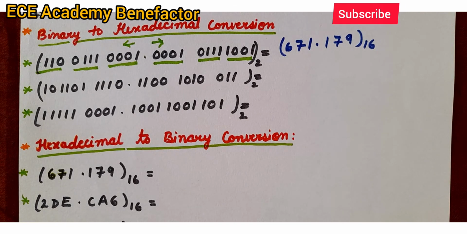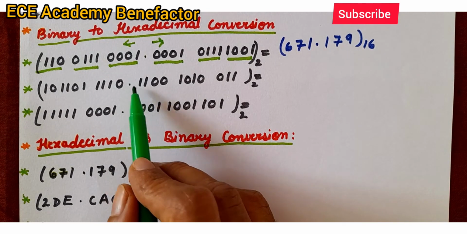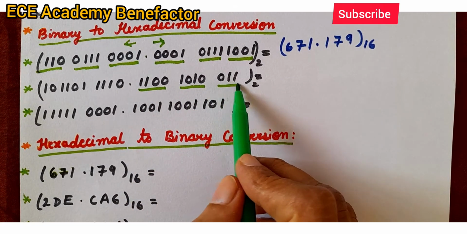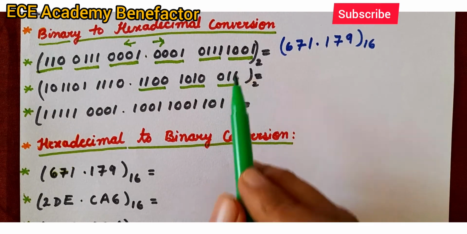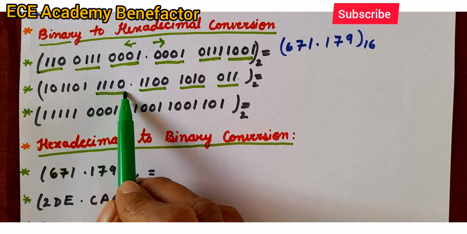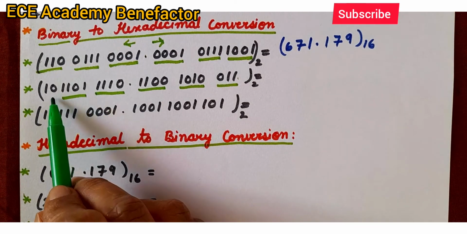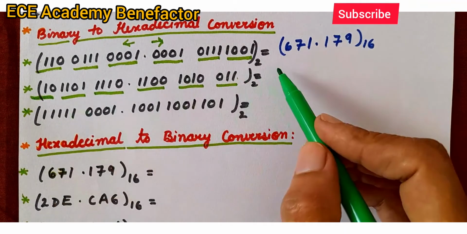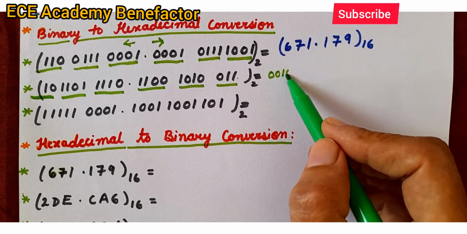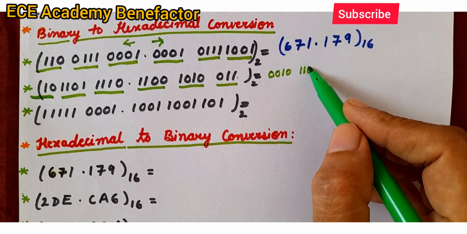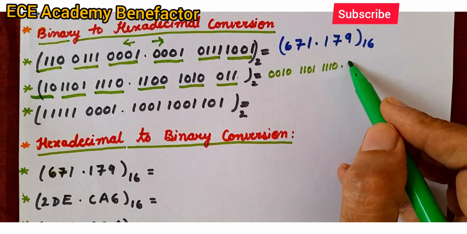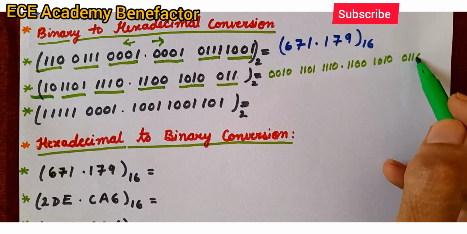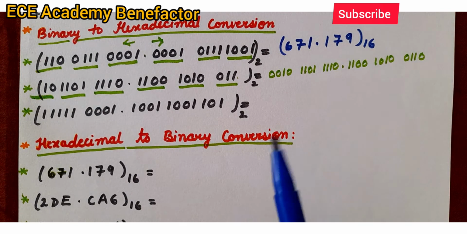Now coming to the next question, 110. Make a group of 4 bits for this one, next 4, and then this one. Here we are left with 3 bits, so we can add 0 here. 4 zeros. So let me write that: 0010 1101 1110 dot 1100 1010 0110. Okay, now what is it?